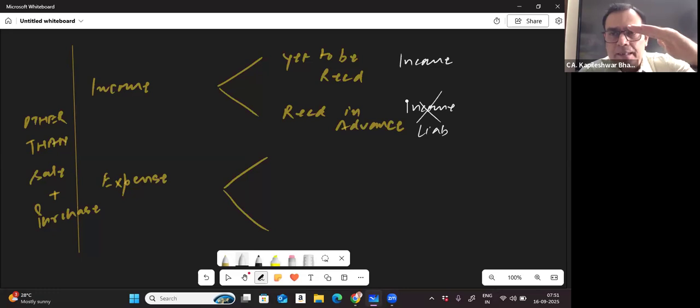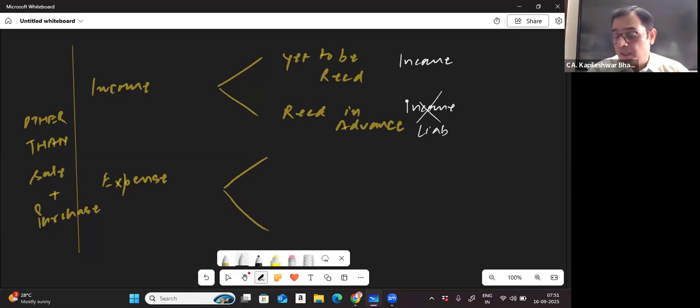So remember, if there is income for the current year not yet received, you still book the income. If there is income received in advance, you'll say it's not an income, it's a liability. You owe this money back. I hope I'm clear.